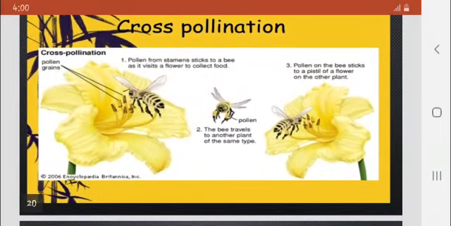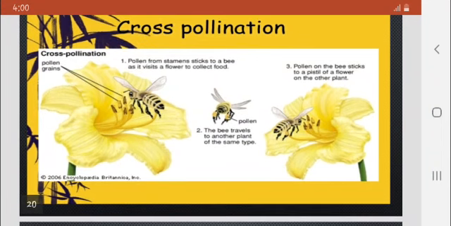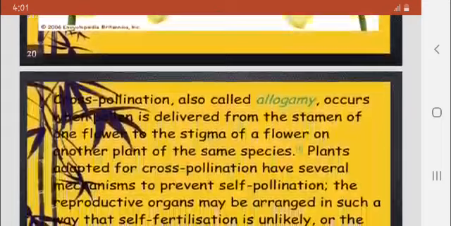In cross-pollination, just look at this diagram. In cross-pollination, pollen grains stick to the legs of insects, and when these insects visit another flower, they drop the pollen grains on the stigma of another flower. So in this way, this type of pollination is called cross-pollination.